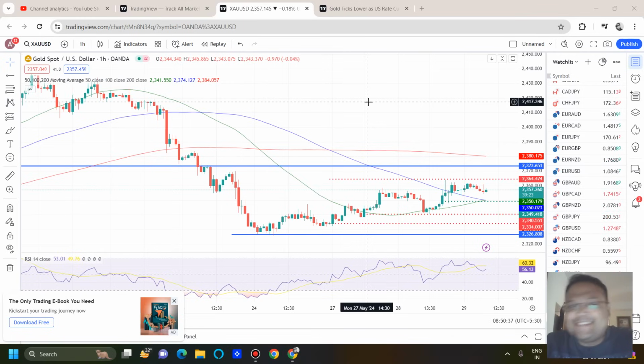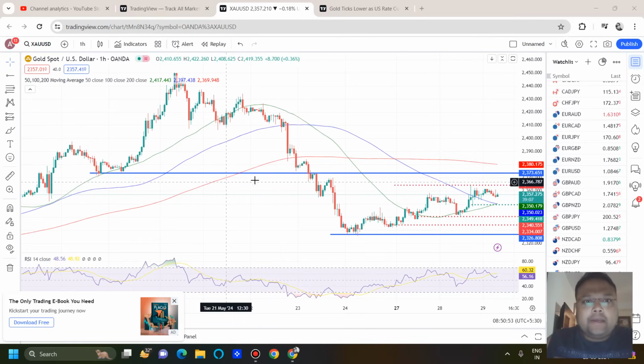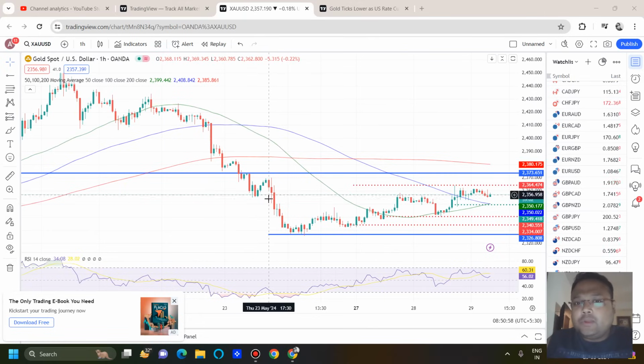So let's get started. My dear friends, this is the hourly chart of gold in front of us, and as we can clearly see, gold is trading, I won't say inside a range right now, but gold seems to be in an uptrend, but the uptrend is not that powerful. As we all know, there was a sharp fall in gold a couple of days ago. After that, gold is showing signs of recovery after making a low of 2325.